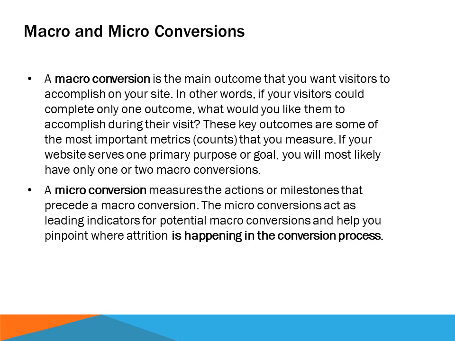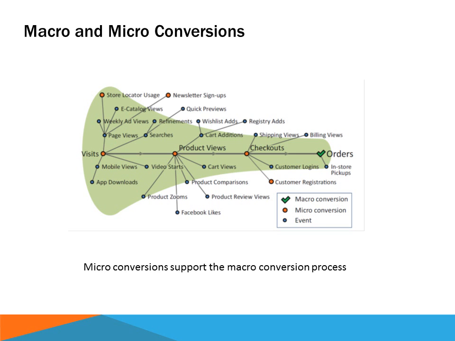When we talk about looking at a conversion on our website and getting ready to define KPIs, you can have your macro conversion and you can have your micro conversion. Your macro conversion is the main outcome that you want your visitor to accomplish on the site. If your visitors could complete only one outcome, what would you like that to be during their visit? It might be to make a purchase, for example. Micro conversions are things that help support that overall conversion process. They're kind of leading indicators of the macro conversion.